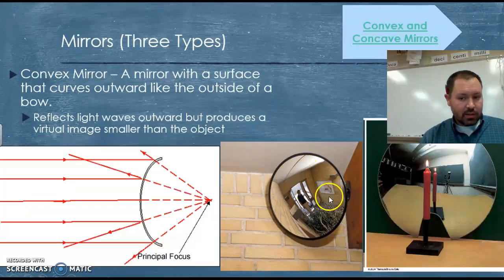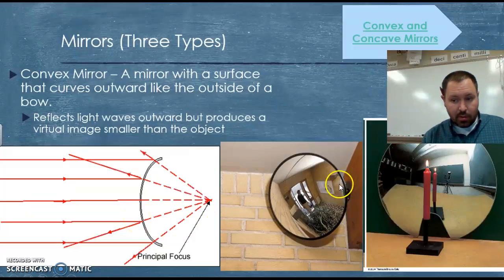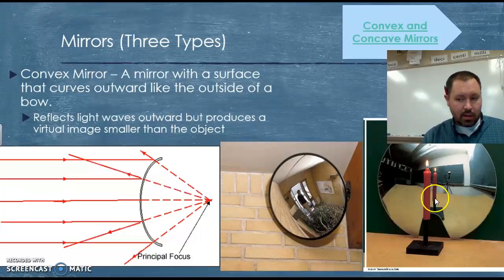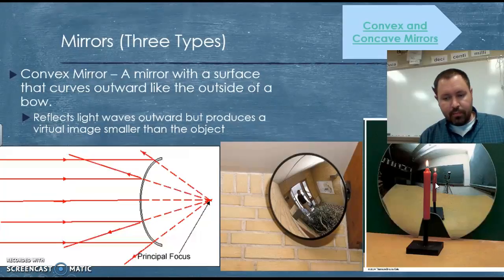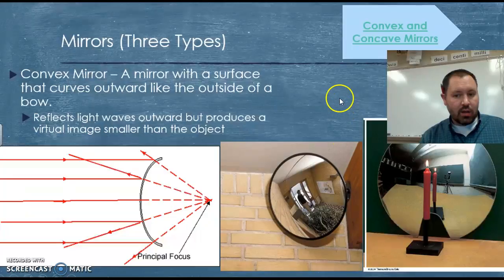So you see this image right here. There's a person walking in a hallway, and the image is slightly smaller because the light that's hitting it actually makes the image smaller. I'm trying to think of a better way to say that, but look at this candle right here. Here's a convex mirror, and look at the image of the candle. Is the image of the candle bigger than the actual candle, or is it smaller? It's smaller. So it's a virtual image because it's right side up, and it's smaller. So that's what happens with a convex mirror.